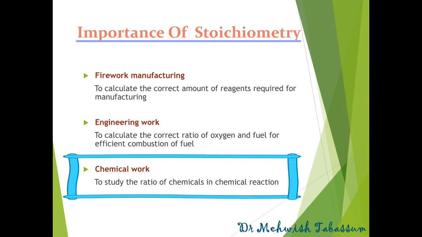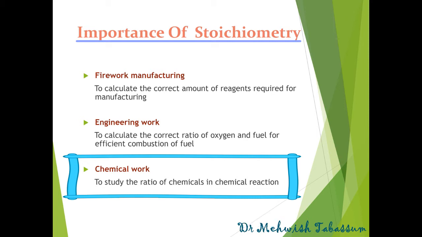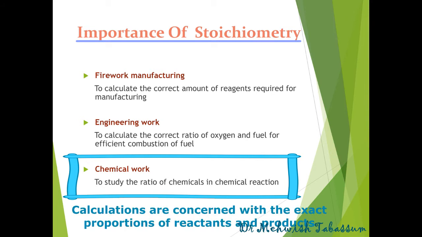Third one, the chemical work. While a chemist is working in the lab, he or she should know the exact proportions of the reactants, their reactivity, their violent activity. Calculations are actually concerned with the correct proportion of the reactants and the correct proportion of the products.